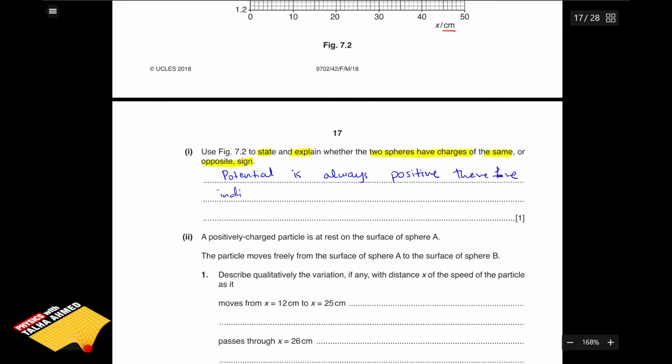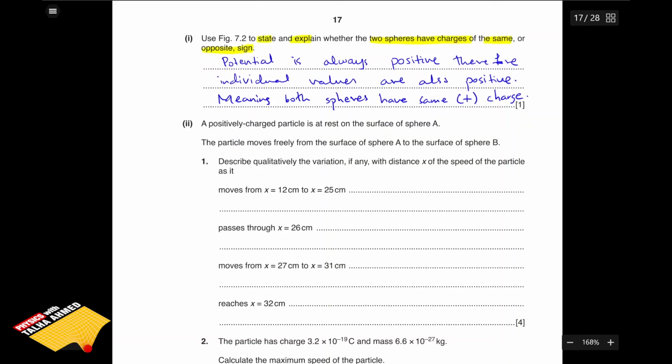Although the question is not asking us whether they have a positive or a negative charge, they are just asking us whether the charge is of the same sign or the opposite sign. So we can just write, well, the charges are of the same sign, and we know for a fact that these two must be positive charges because the potential is always positive. If there were two negative charges, then the graph will be an exact mirror image of this below the x-axis, and it will be a potential which will always be negative.